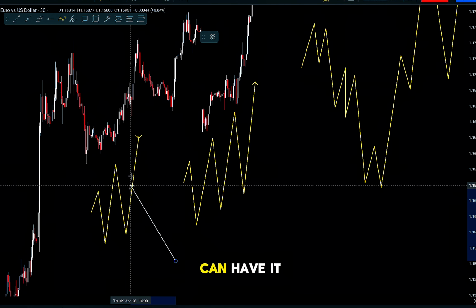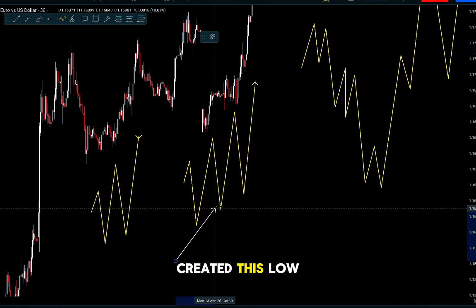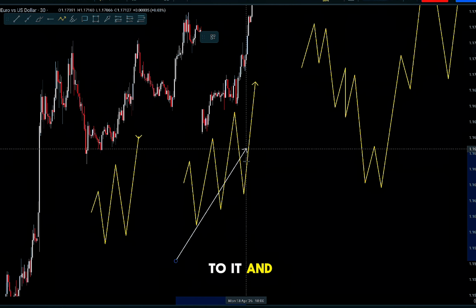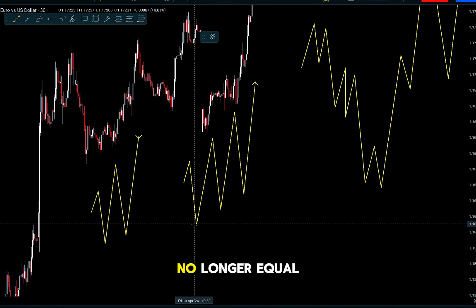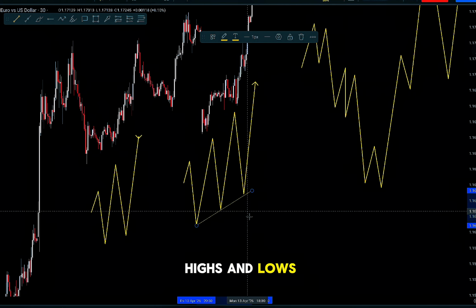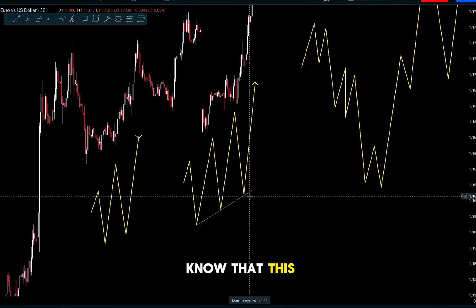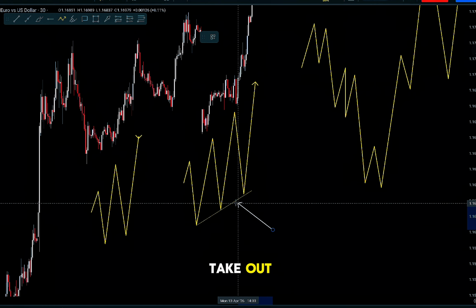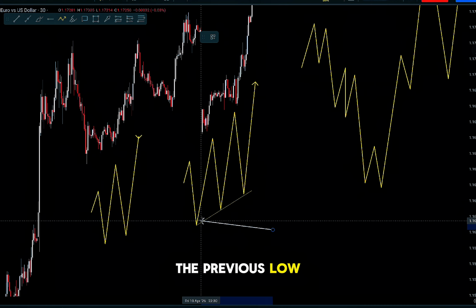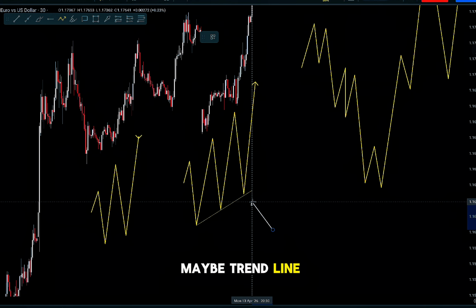But sometimes we can have it come 3 times. In this case, it broke structure, created this low, it came back to it, and then it came back to it again. This now becomes trend line liquidity, no longer equal highs and then lows. You can draw a trend line like this, and then you'll be able to know that this is the liquidity. The most important thing is that it should not take out the previous low that it created. If it takes out that low, then it is something else. It's not equal lows or maybe trend line liquidity.